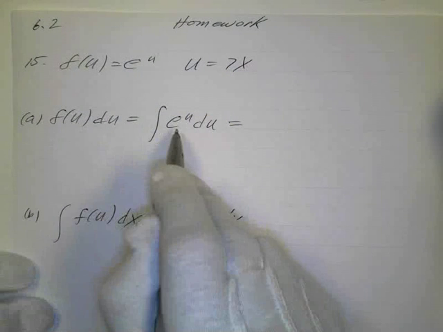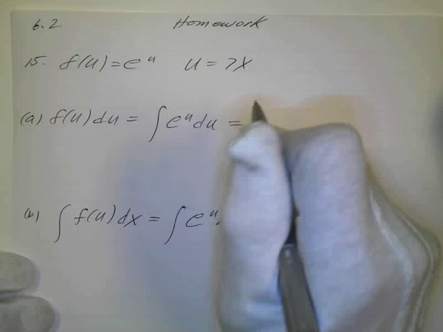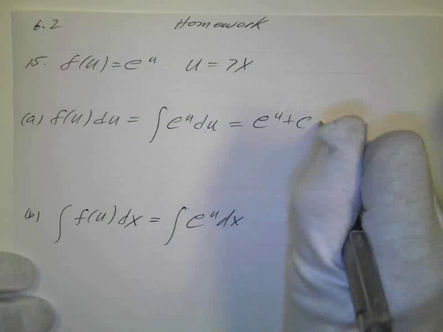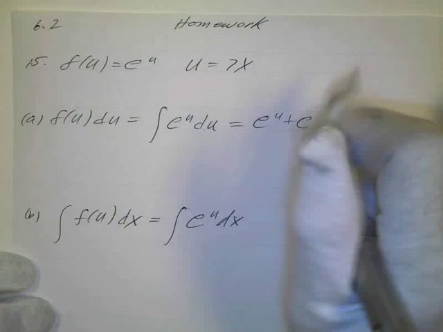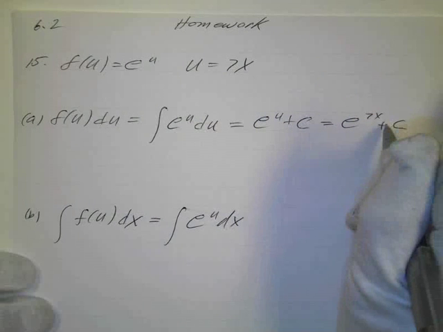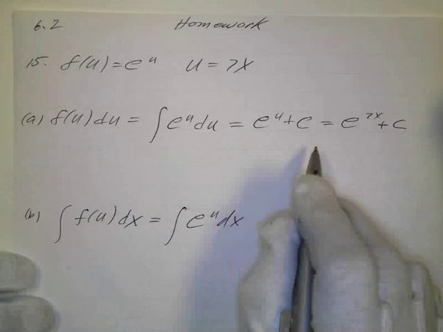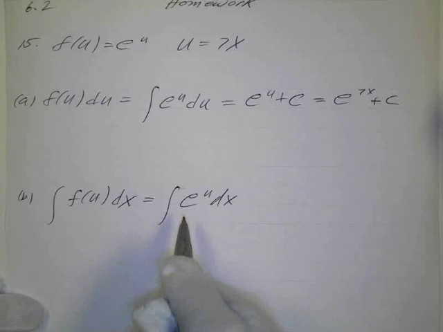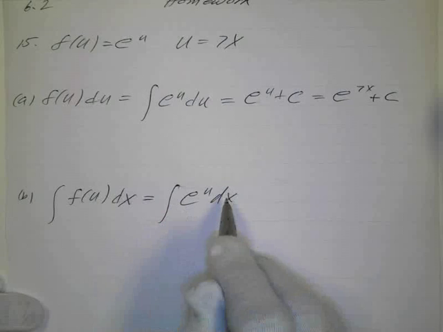So if I want to take the antiderivative of this, this is all set. E to the u du is just equal to e to the u plus c. And then to get that in terms of x, I can just substitute x in there. So I get e to the 7x plus c. So this is fine. Now over here, okay, I've got e to the u dx.